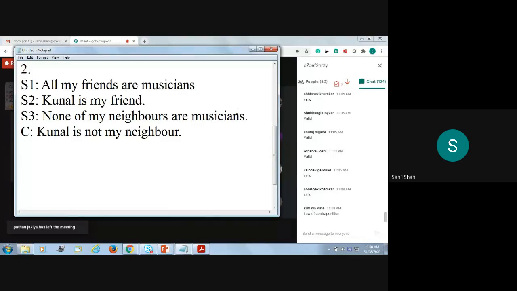Perfectly fine. Okay. How can we represent S1? For all x in bracket, F of x conditional M of x. What does this denote? All my friends are musicians. F of x is a predicate which denotes x is my friend. M of x denotes a predicate x is a musician. So for S1, for all x, F of x: if it is a friend, it is a musician.